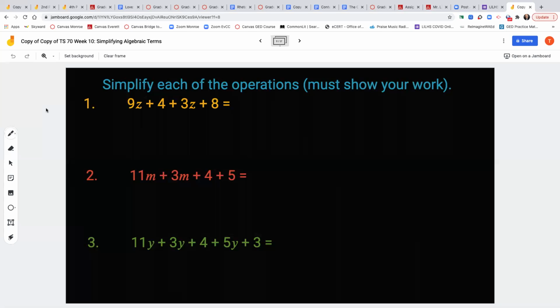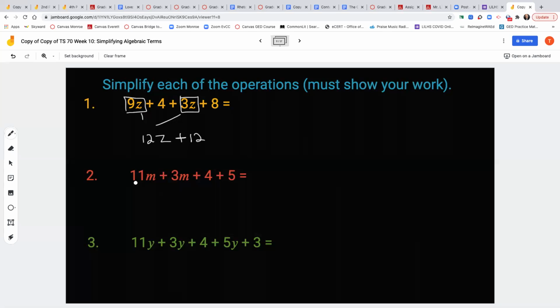All right, I'm going to go through number one here, guys. I've got 9z. That term is like this term. So those two combine: 9, 10, 11, 12. I got 12z. And then what's left is plus, and I'm very careful to say plus there because I'm adding a +4 and a +8, plus 12. That is simplifying that.